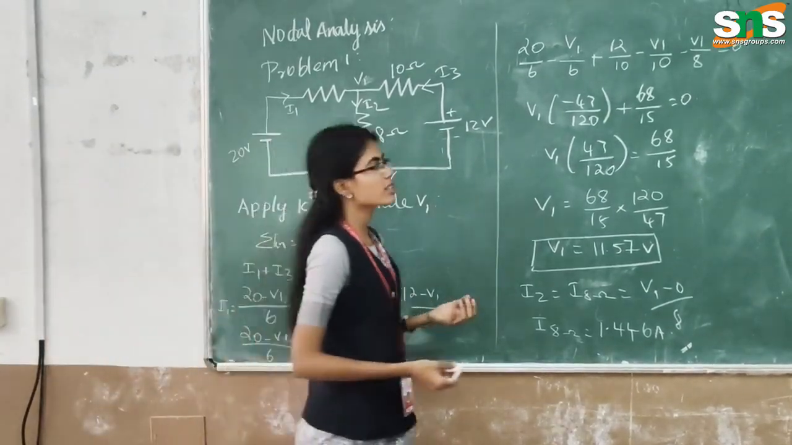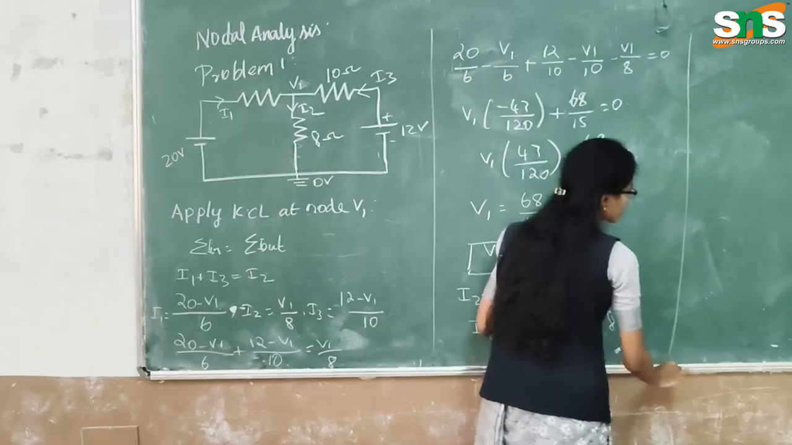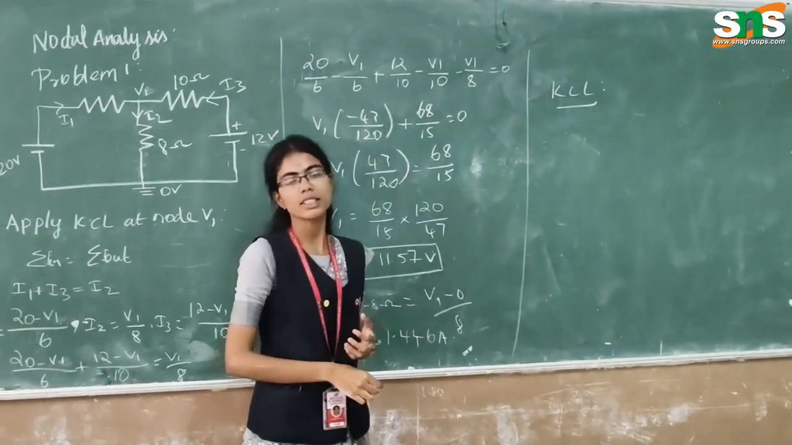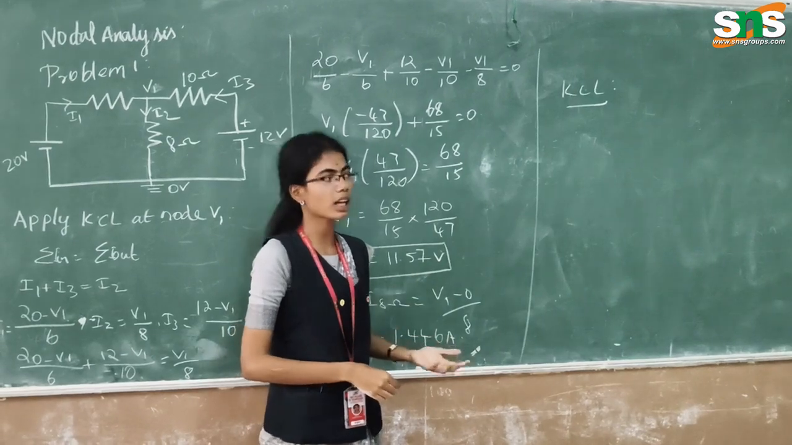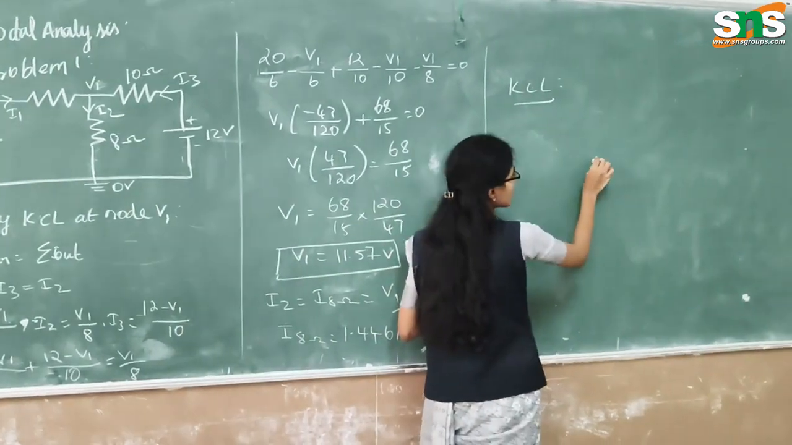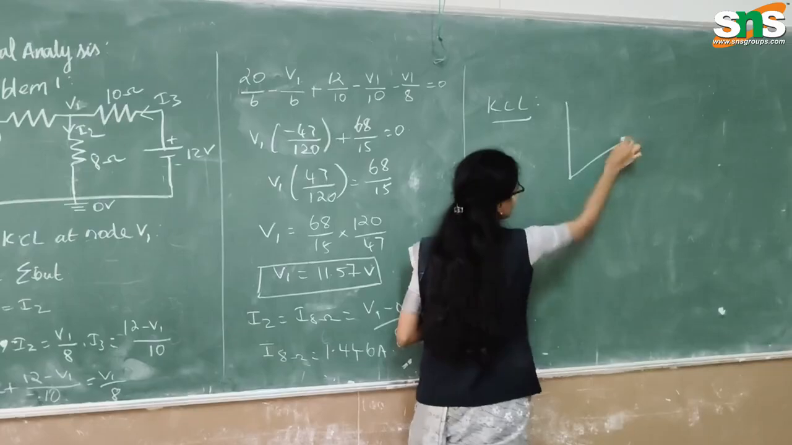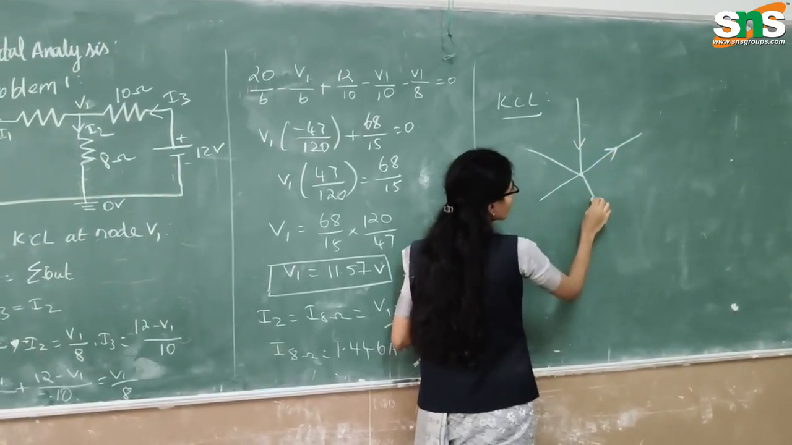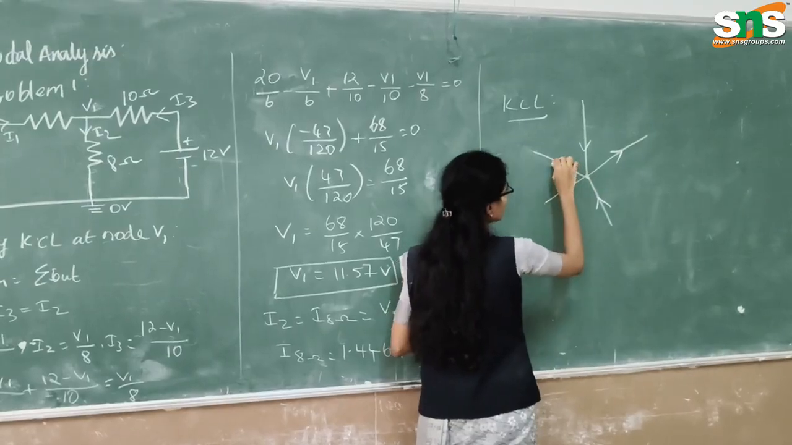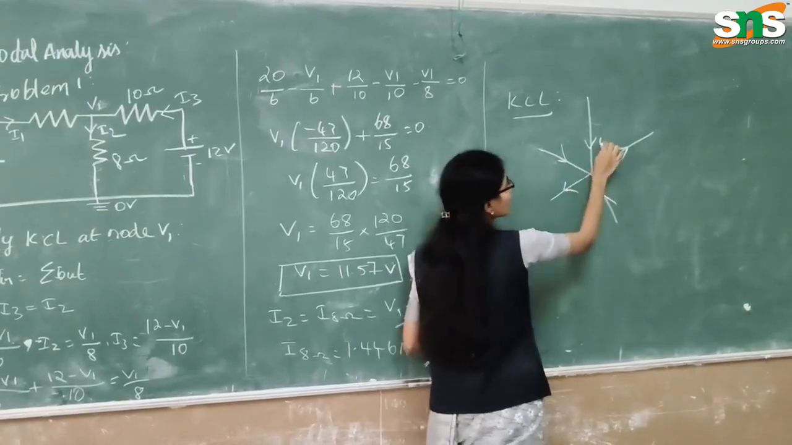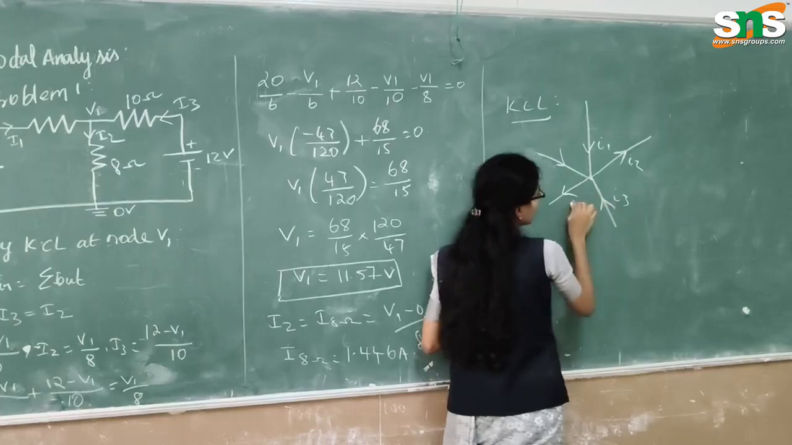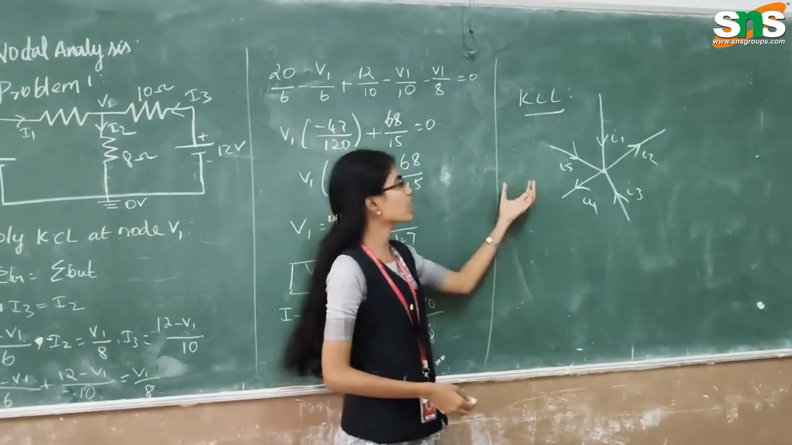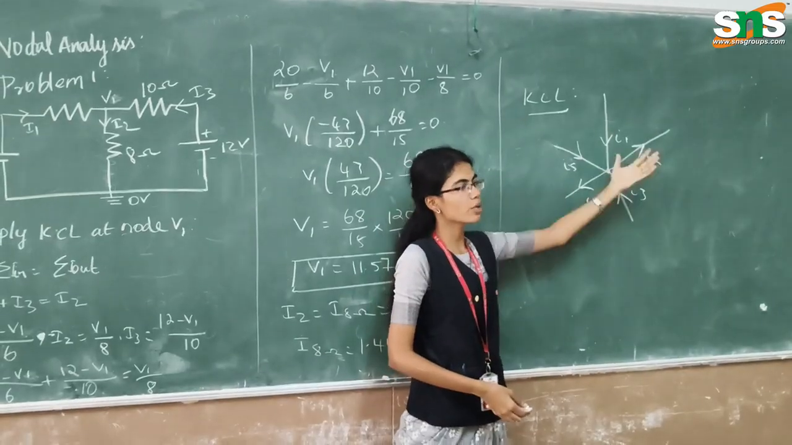So here, firstly, we have to know what Kirchhoff's current law is. The KCL states that the algebraic sum of incoming current is equal to the algebraic sum of outgoing current. It is considered as a junction, where there are incoming and outgoing currents, which we can write as I1, I2, I3, I4 and I5. These are all the different currents coming inside the junction and going outside.